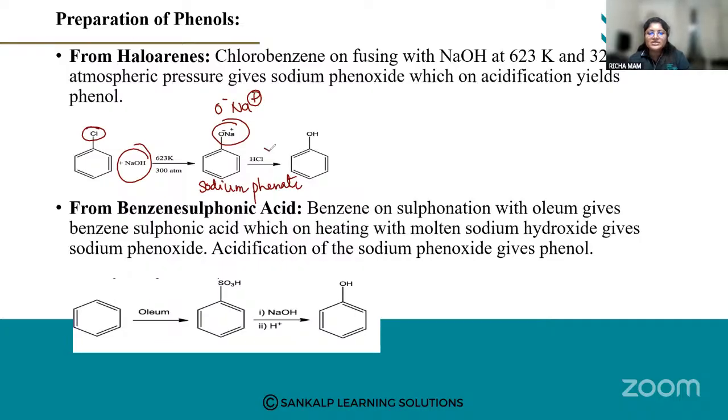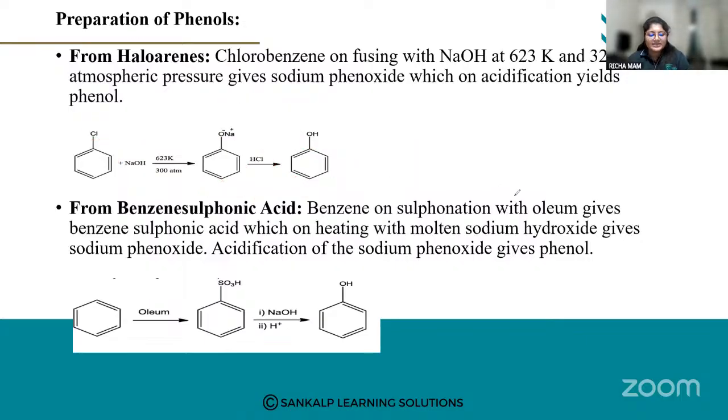This sodium phenoxide, I am going to further acidify. For acidification we require any acid, so I am taking HCl. It will generate protons, so your Na plus ions will be replaced by H plus ions, and I am going to get phenol. So this is the first method of preparation, from haloarenes. It is a very important preparation where we can prepare phenol by using haloarenes.